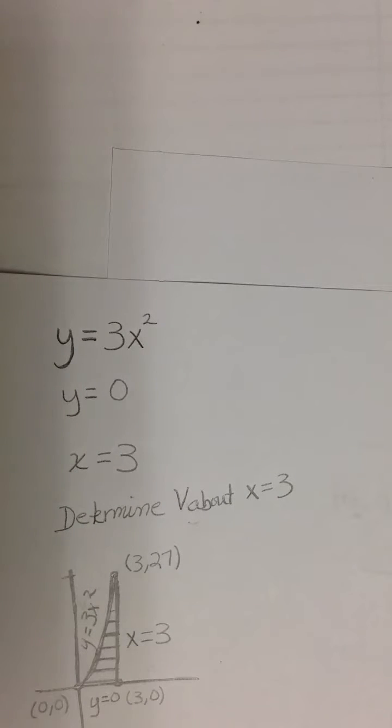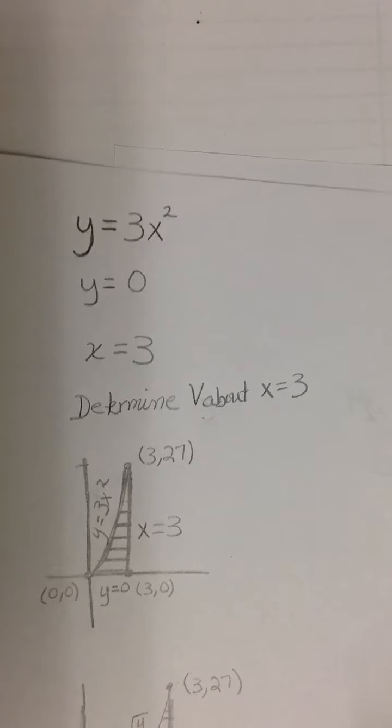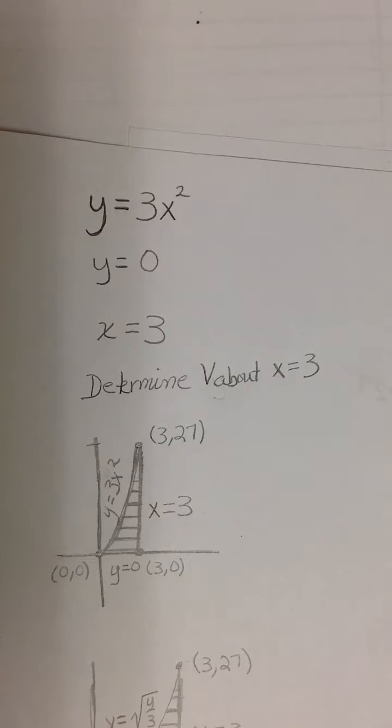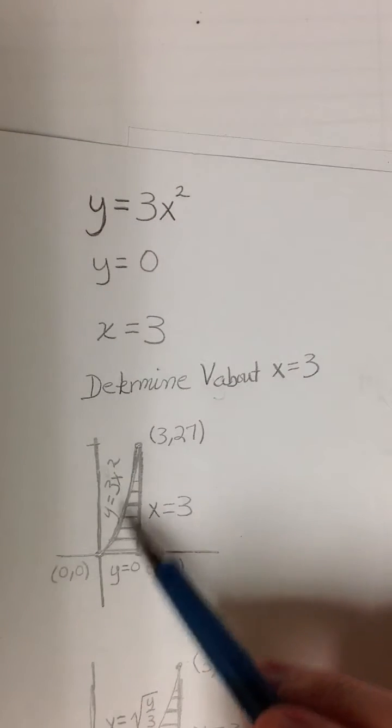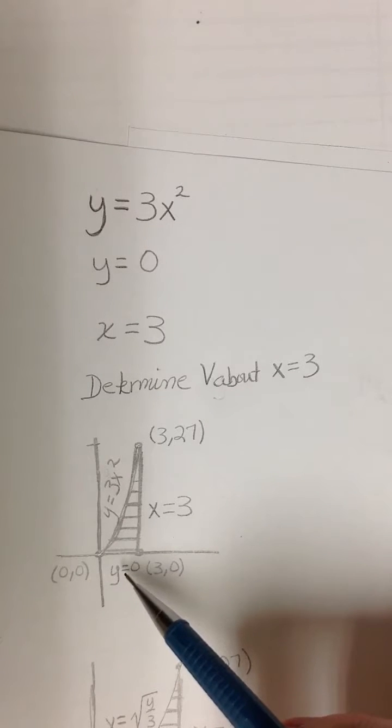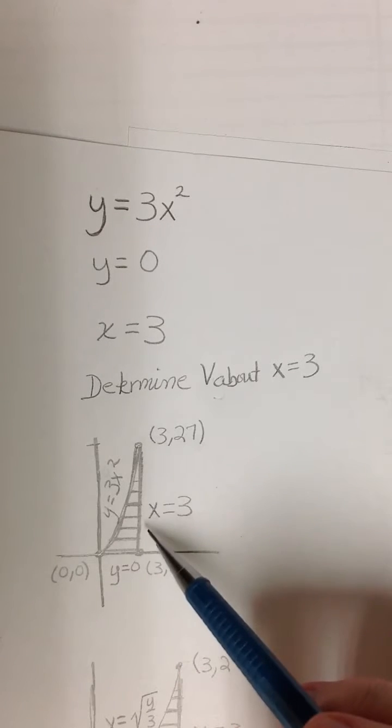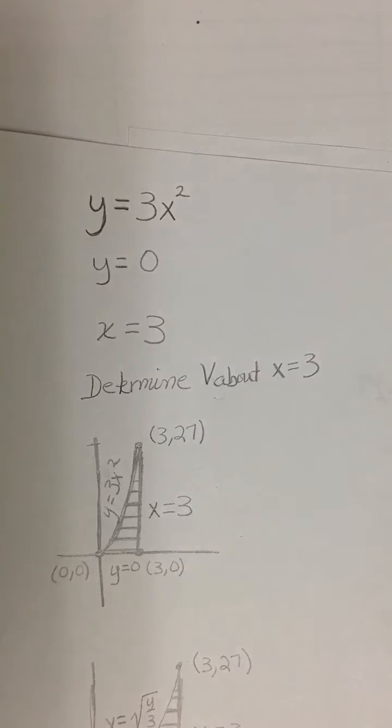Okay, now for yet another example of determination of volume about a given line. We have the functions y is equal to 3x squared, y is equal to 0, and x is equal to 3. We're looking at determining the volume about the line x is equal to 3. If we draw out what we have in this particular case, we have y is equal to 3x squared, y is equal to 0, and also x is equal to 3, upon which the solid is going to be revolving about.